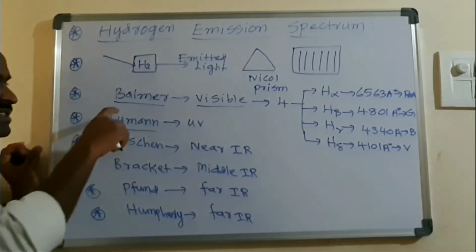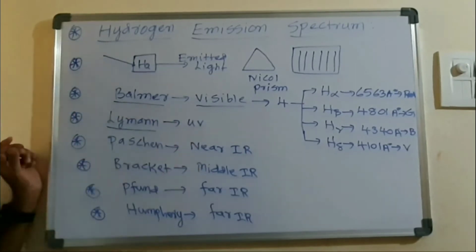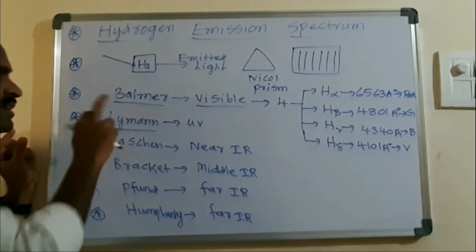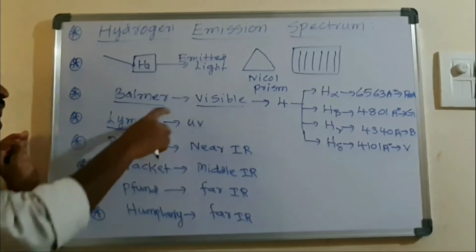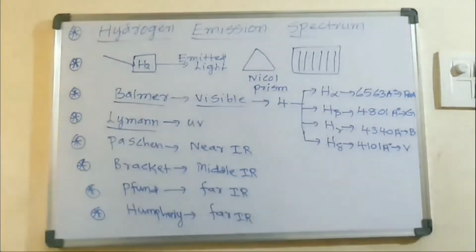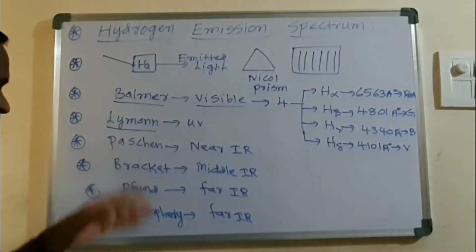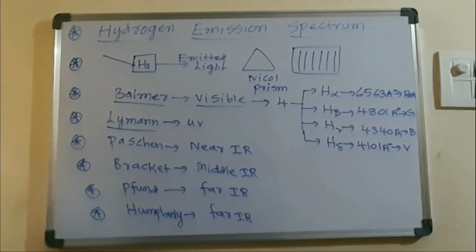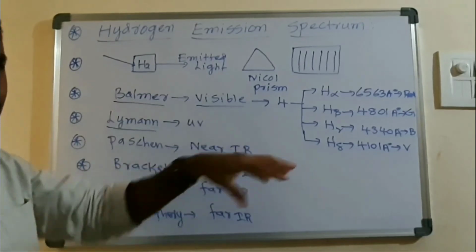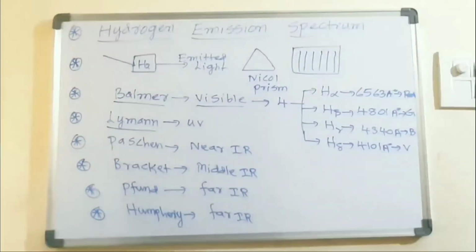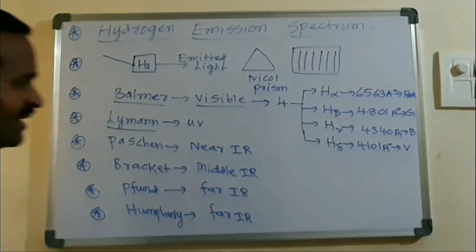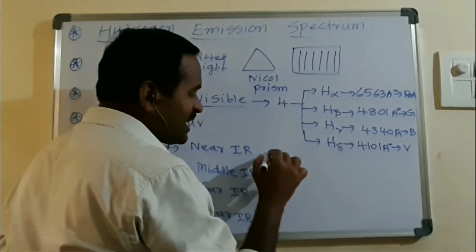But actually, the first to analyze the hydrogen emission spectrum was Balmer. He found a series of lines, and that series of lines is called the Balmer series. Later Lyman, and then Paschen, Brackett, Pfund and Humphreys series were discovered, right? For all these different series of lines, we can find the wavelength, and the wave number can be calculated by using the Rydberg equation.